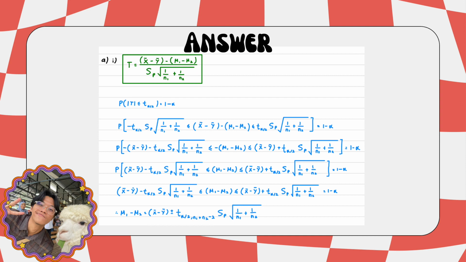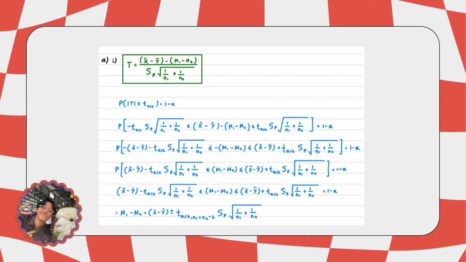We can use the estimation of difference between two means theorem in this case. We know that t is equal to x bar minus y bar minus (mu1 minus mu2) over pooled standard deviation times the square root of 1 over n1 plus 1 over n2. Then we just have to derive the distribution on both sides, and all of that is equal to 1 minus alpha. As for the simplification answer, we got mu1 minus mu2 is equal to x bar minus y bar plus minus t alpha over 2, n1 plus n2 minus 2, times pooled standard deviation times the square root of 1 over n1 plus 1 over n2.